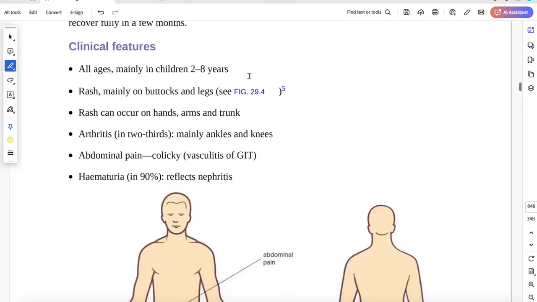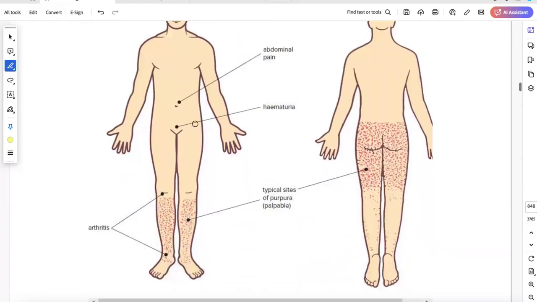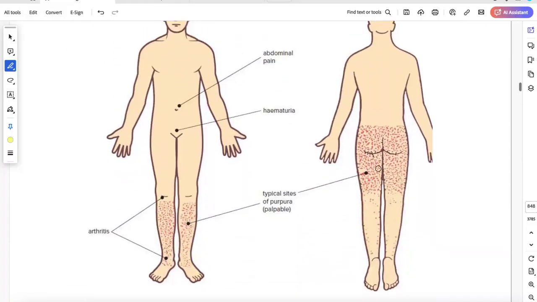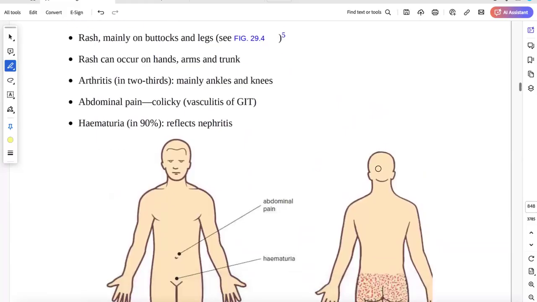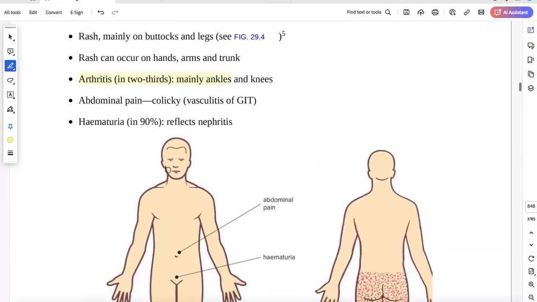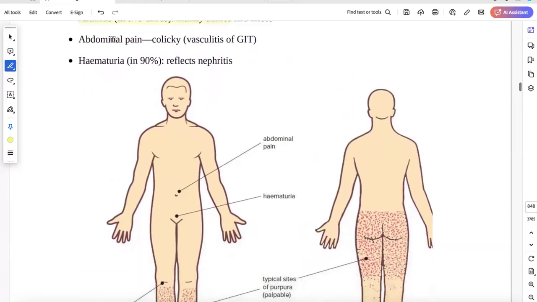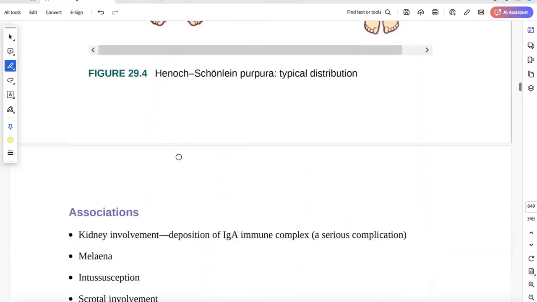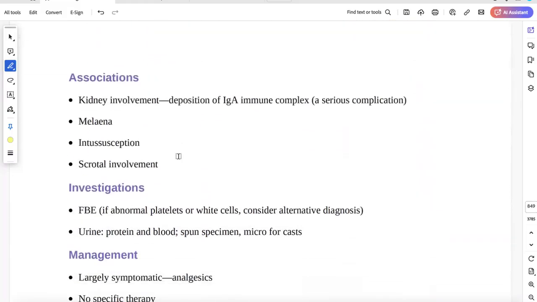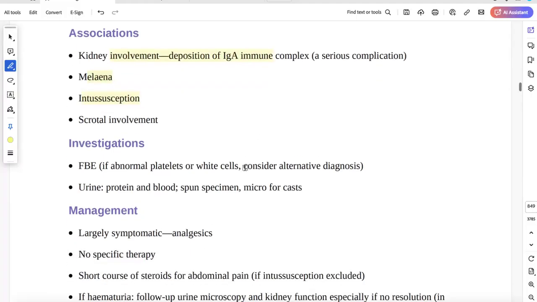So it's common in children. The rash mainly involves the lower extremity like this, which is a palpable purpura. Large or long joints will have the arthritis, abdominal pain, and hematuria. Okay, these are the main symptoms. These patients can get some other complications: children can have intussusception, melena, and the kidney can get involved.